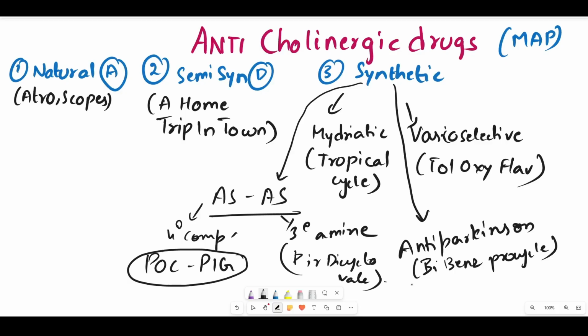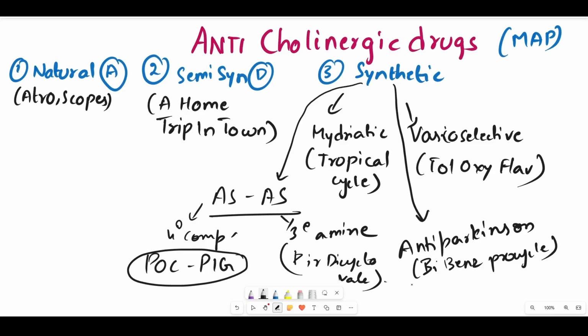And the third class is the synthetic compounds, where we have four different classes, and the first one is mydriatic. To remember that, just remember "tropical cycle", which is tropicamide and cyclopentolate. And the second class is vesicoselective. Just remember "tol oxyflav", where tol means tolterodine, oxybutynin and flavoxate. And the third class here is the anti-Parkinson. To remember the drugs, just remember "bi-benz procycle", which is biperiden, benzhexol, and procyclidine. And the last class is antisecretory and antispasmodic.